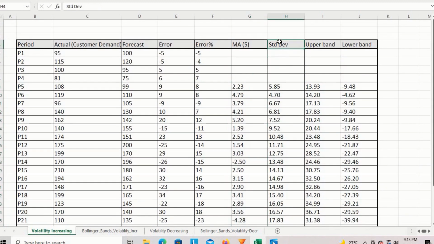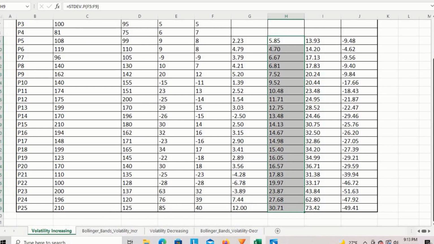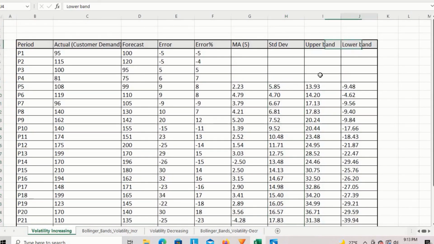The second thing is the standard deviation. You know this formula. I'm using the population standard deviation, and that's what you should be using as well. Once you're done with the standard deviation for all the periods, then you're going to calculate the upper band and the lower band. For the upper band, use average plus 2 standard deviations. For the lower band, you're going to use average minus 2 standard deviations.